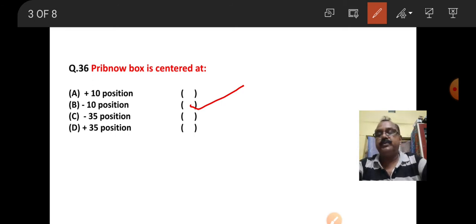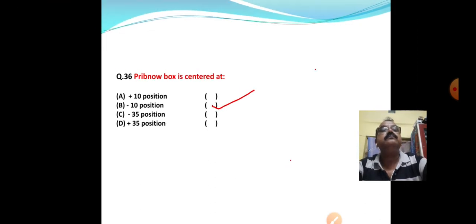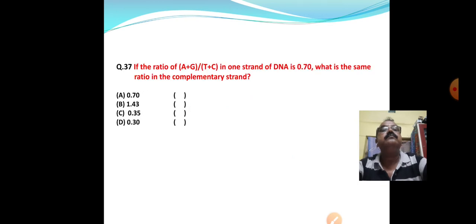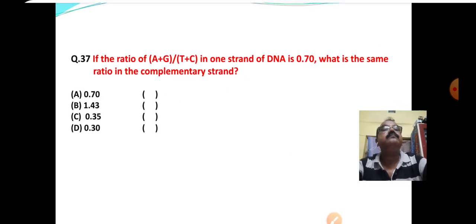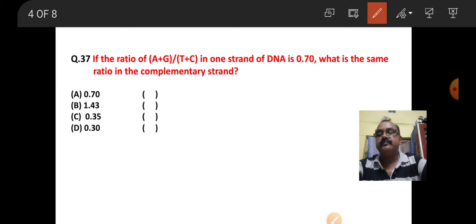Next, we proceed to the other question. If the ratio of A plus G to T plus C in one strand of DNA is 0.70, what is the same ratio in the complementary strand?